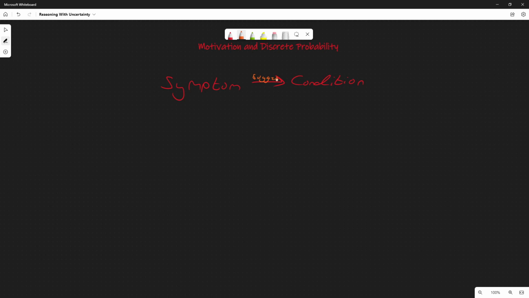We have some knowledge. What then is the probability of this condition being true? We have this whole list of knowledge, all these symptoms. What then is the probability of these conditions being true? How does the knowledge we have affect the probability of various possible outcomes? That is the idea behind reasoning with uncertainty.